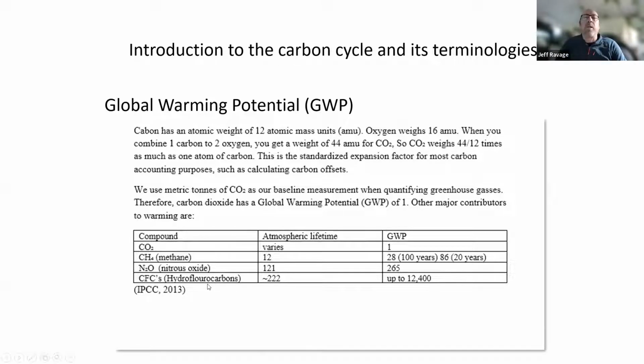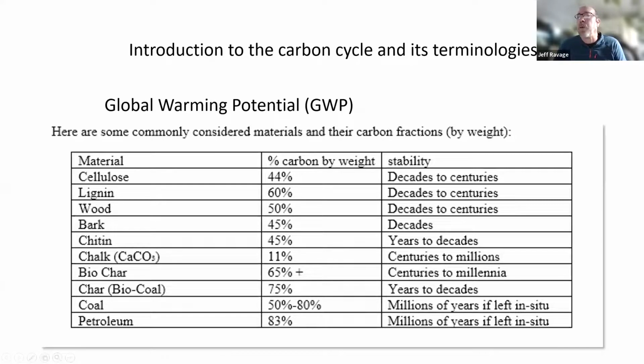CFCs, the hydrofluorocarbons, which we've been trying to get rid of since the 1970s because they ate a hole in our ozone, are highly stable. They can last over 200 years in the atmosphere, and their global warming potential is up to 12,400 molecules of carbon dioxide per molecule of hydrofluorocarbons. So it's really a good thing that it is so difficult for us to get rid of refrigerators and to change our coolant in our car air conditioning systems.